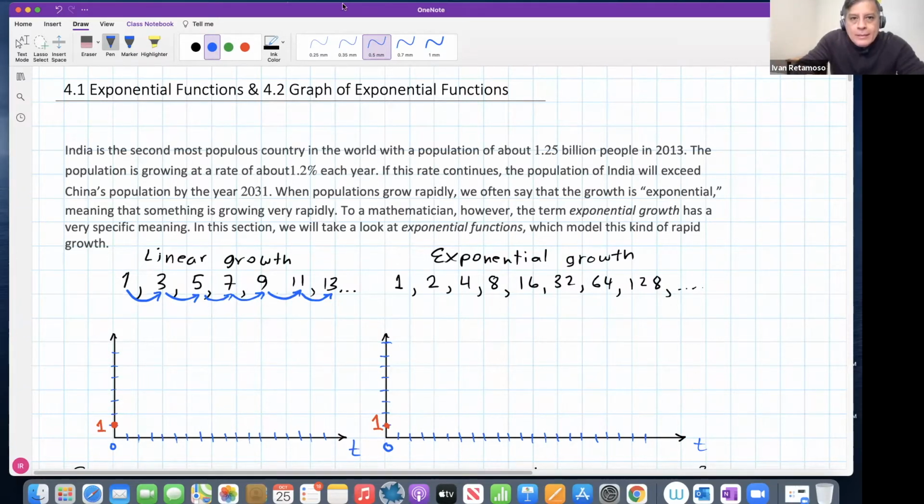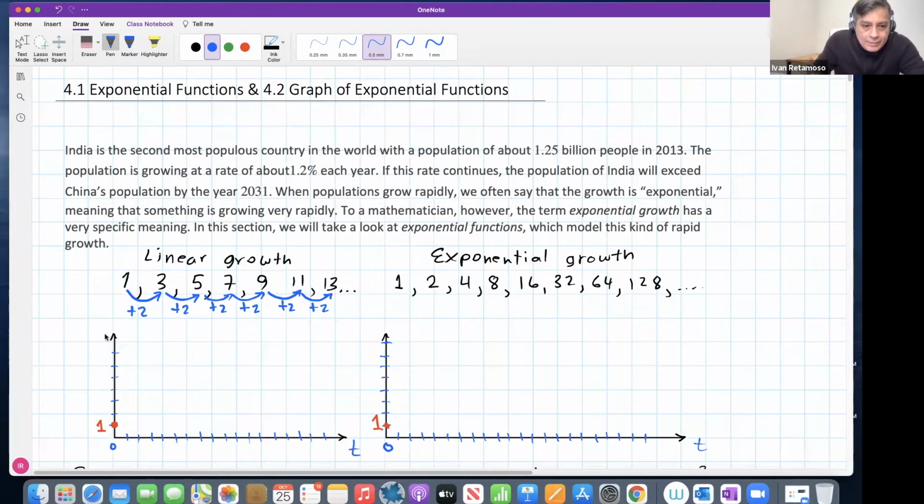Aha, I see someone wrote something on the chat. Yeah, Anna, very good. Adding 2, right? It's not hard to see that if we add 2 to the previous, we get the next. It's a simple rule. Adding 2 to the previous gets you the next. And this is what basically determines linear growth.